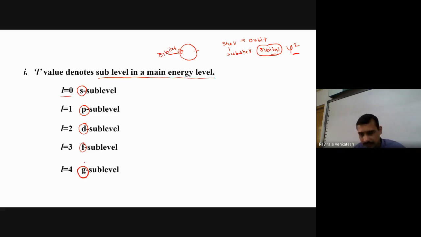So according to our periodic classification, or periodic table, we have only up to the f orbital, isn't it? If l is equal to 5, it would be the h sublevel. In this way, what happened?